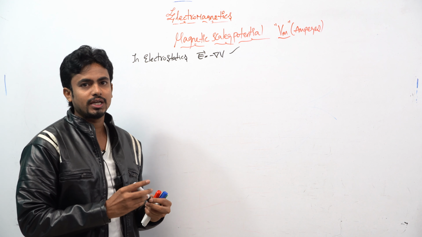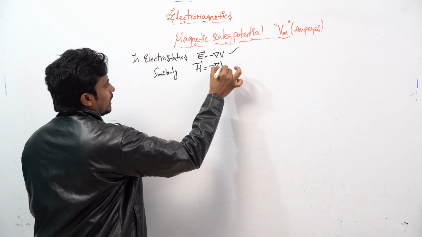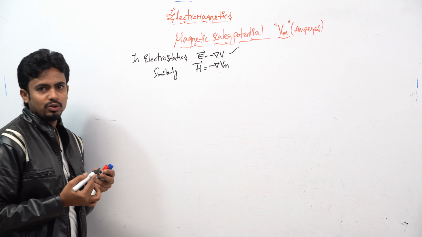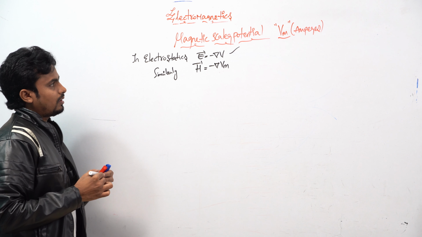So in magnetostatics we also have the magnetic field. Similarly, if you consider your magnetic potential, how can you represent it? H bar is equal to minus del Vm.